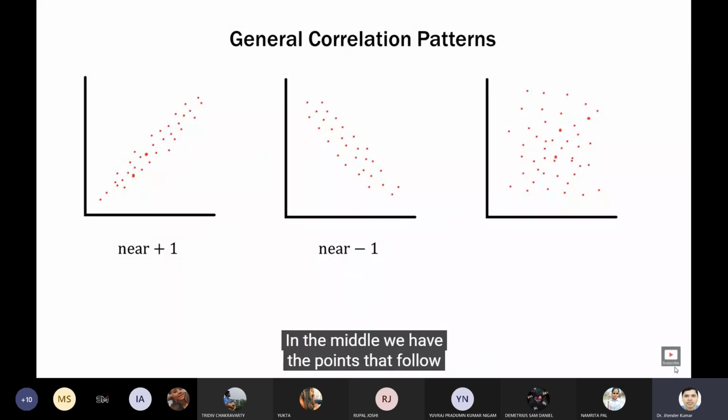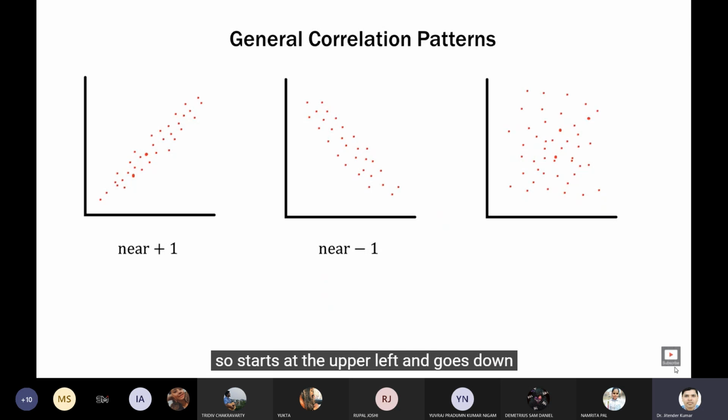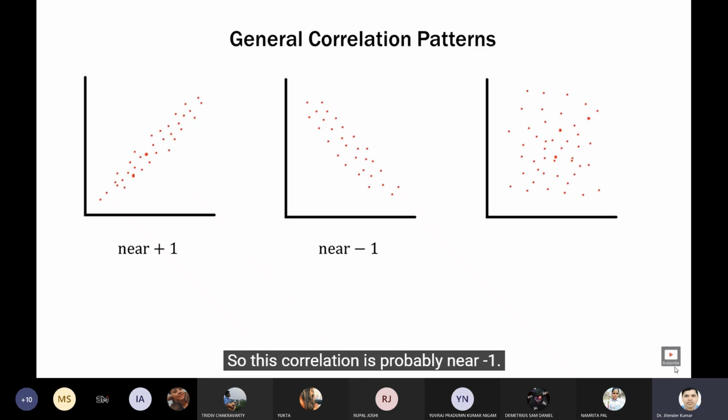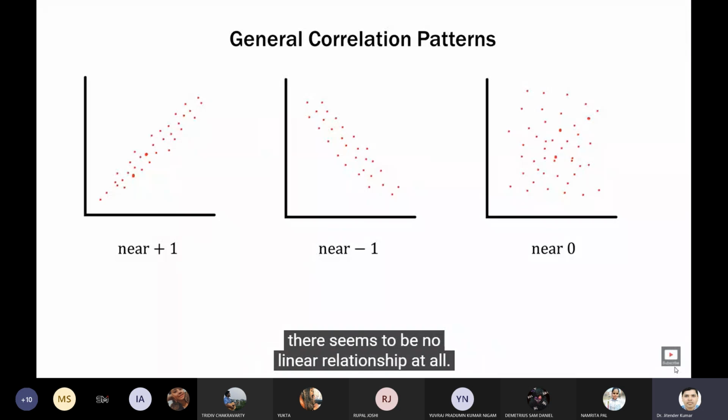In the middle, we have the points that follow a negative relationship. So it starts at the upper left and goes down to the lower right in a straight line pattern. So this correlation is probably near -1. And then on the right-hand side, there seems to be no linear relationship at all. So the correlation of these points is probably near 0.